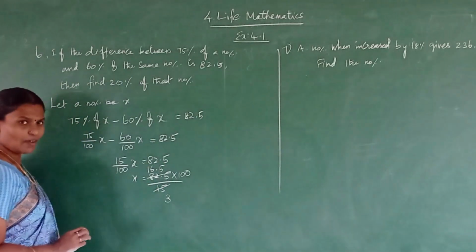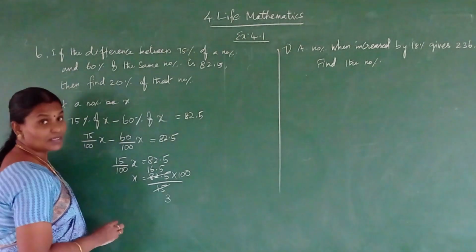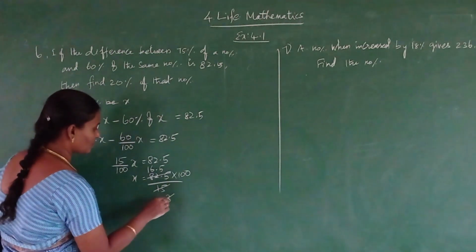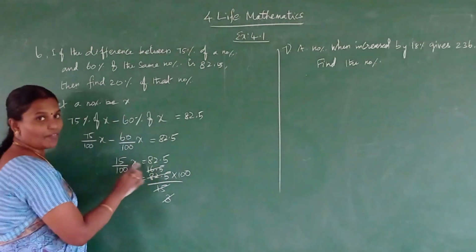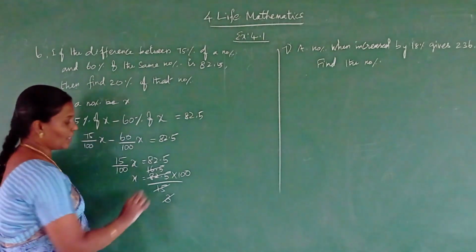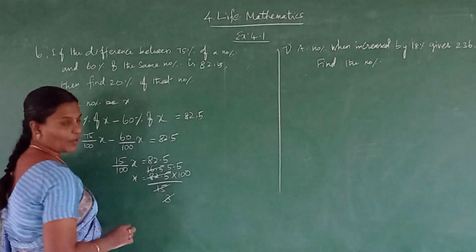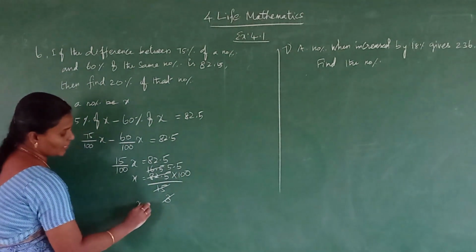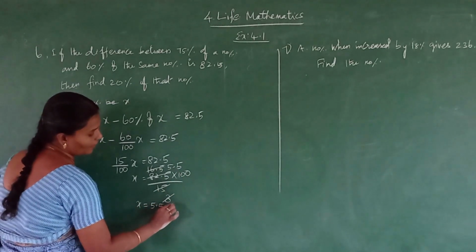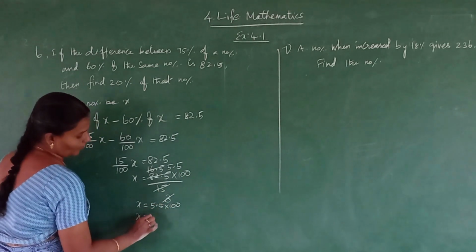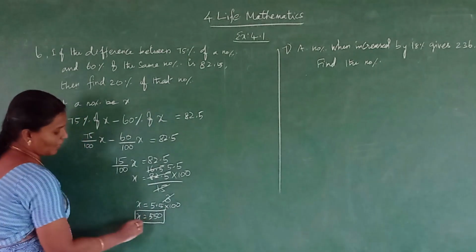So 16.5. Now cancel with the third table. How many 3s in 16? 5 threes are 15, so 5 times, remaining 1. So 15, again 5 times. So 5.5. So x is equal to 5.5 multiplied by 100. This gives x is equal to 550. So how much is x? x is equal to 550.